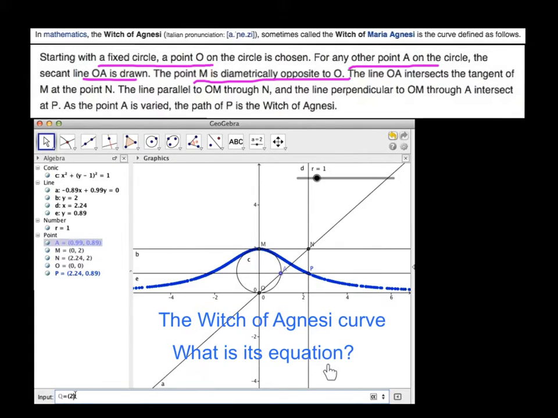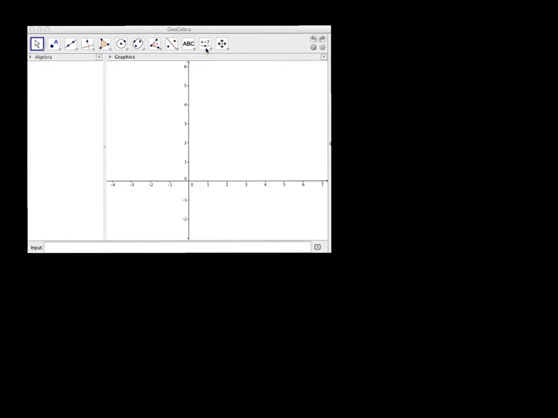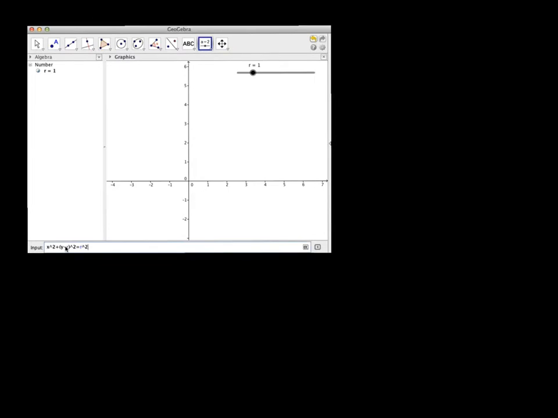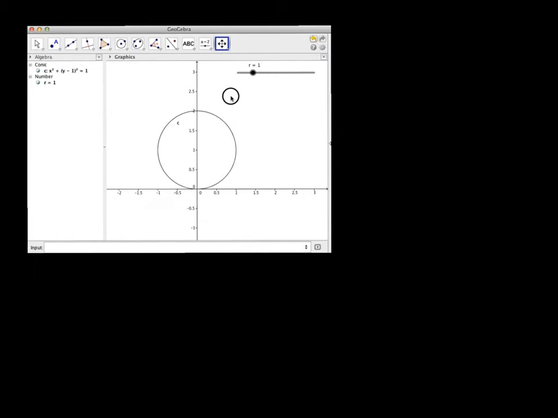But what is its equation? So I need to find the algebraic equation, the rule followed by the x and y coordinates of the point P on this curve. The rule will give me the equation of this curve. So we'll start exactly by following the construction. Initially, we'll have the equation of the circle with radius r and with a center at the point (0, r).